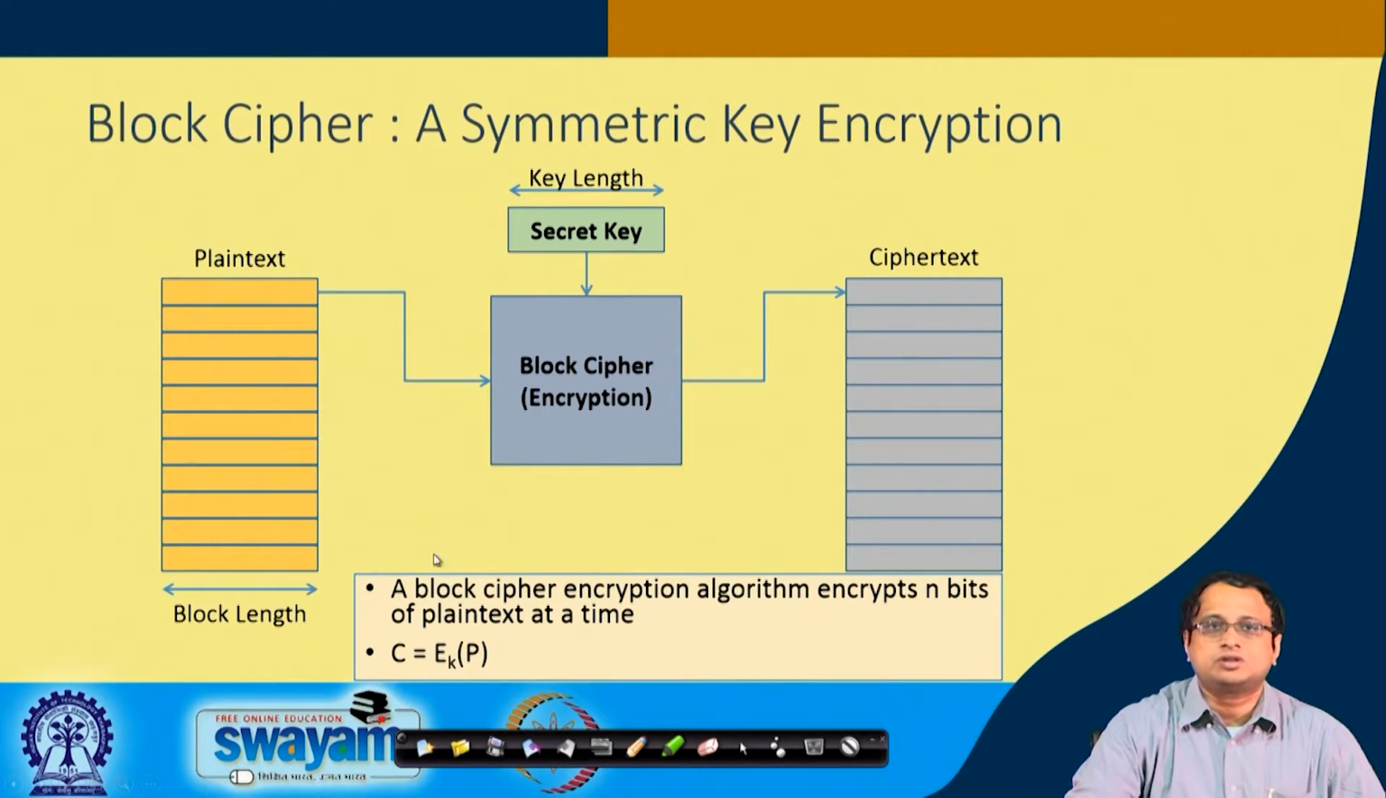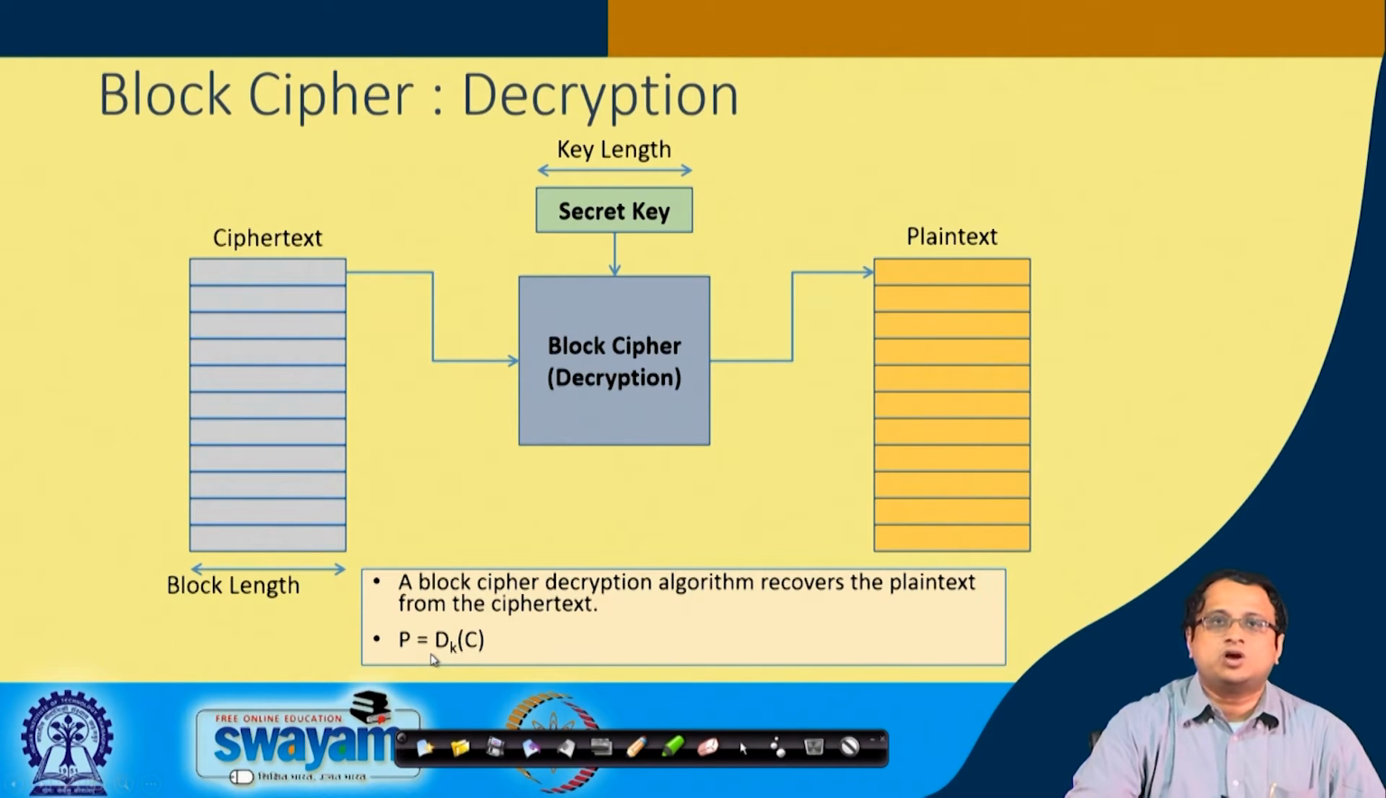That is denoted here as this function, C = E_K(P), which means it is an encryption function parameterized by the key, and it operates on a plain text P and produces a ciphertext C. Now, if you want to decrypt it, as you can easily understand, you need to have an invertible process. You need to have a reversible process.